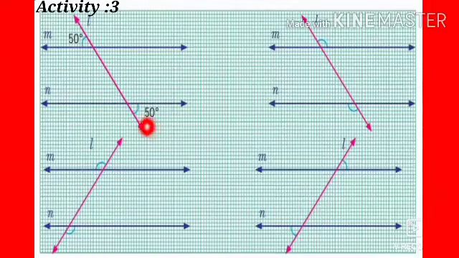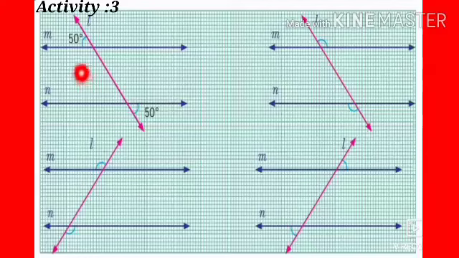So both lying at the exterior of the parallel lines and on the opposite sides of the transversal. And here one pair of angles are measured and found equal. Here that is 50 degree and here it is also 50 degree. Measure the remaining three pairs of angles and check.